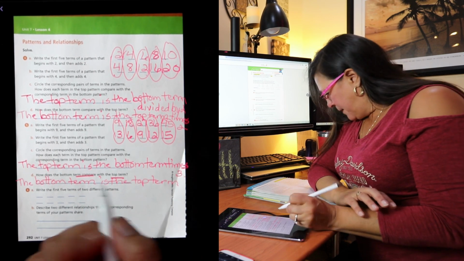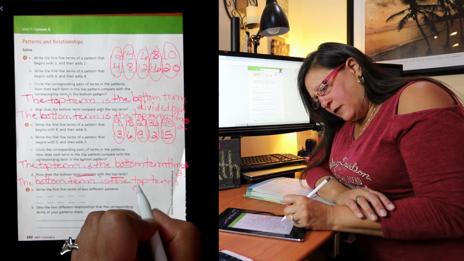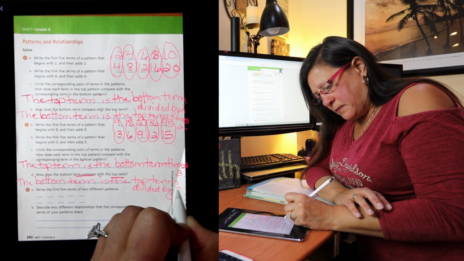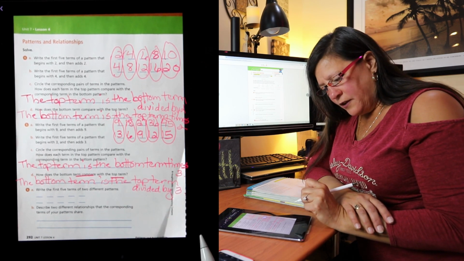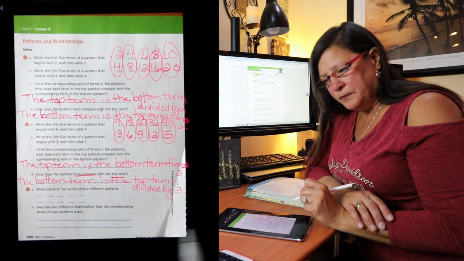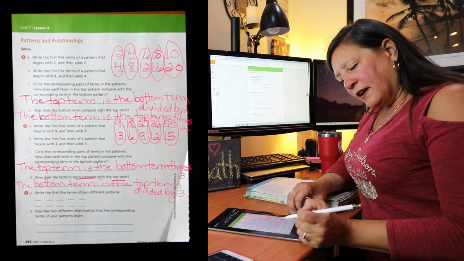Bottom term is the top term divided by 3. Okay? If you didn't have a chance to write that down, you can stop the video and take some time to write it down. Okay, number 6.